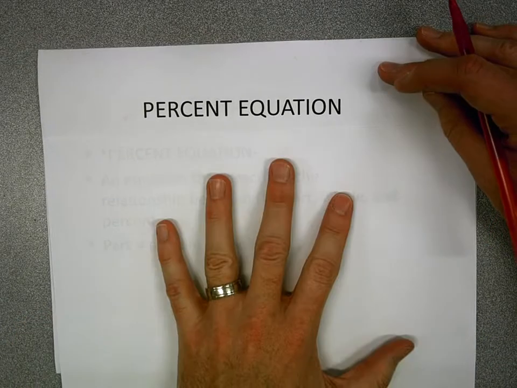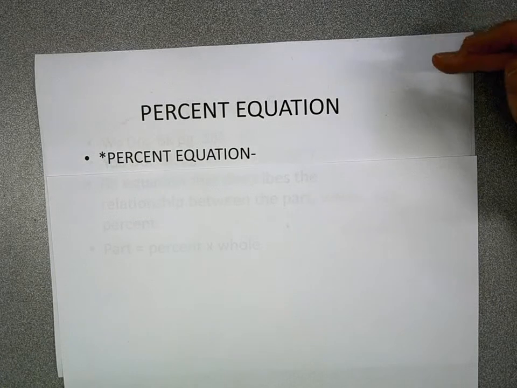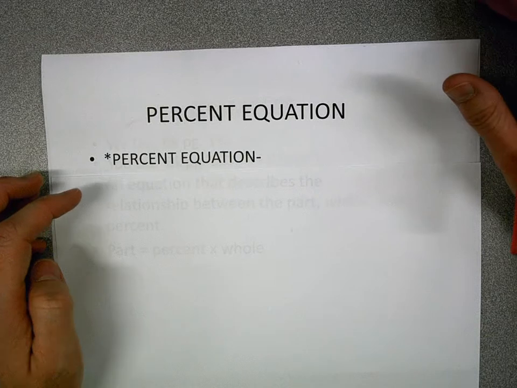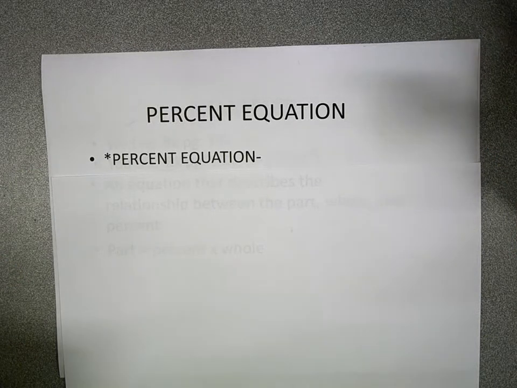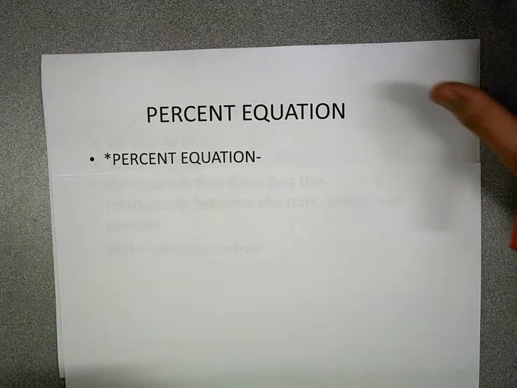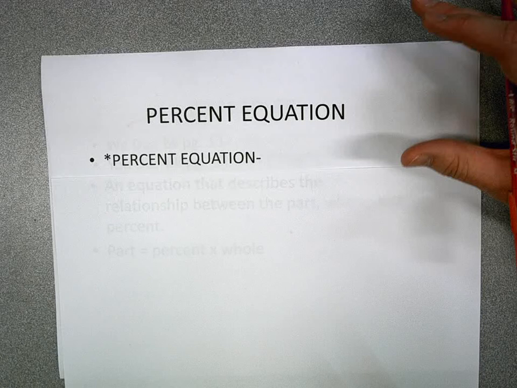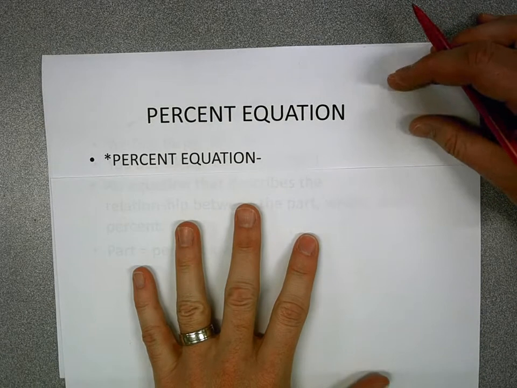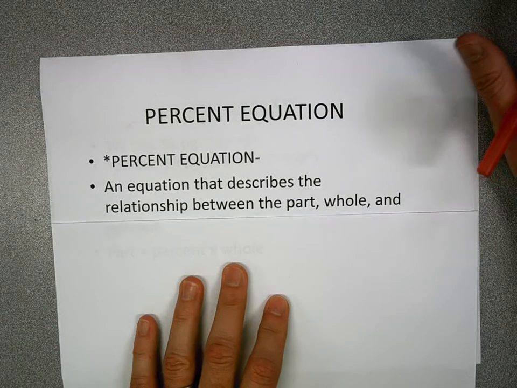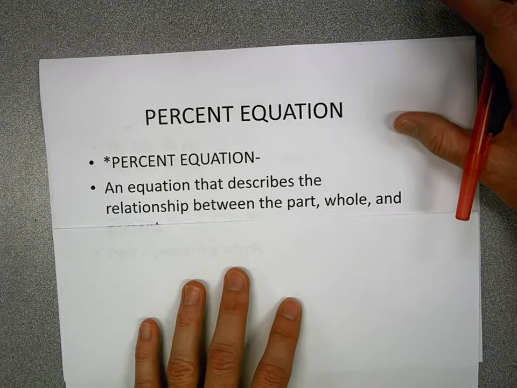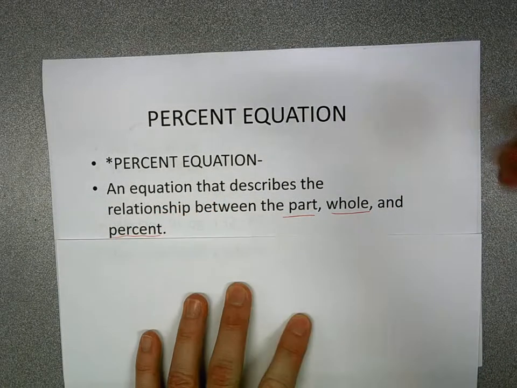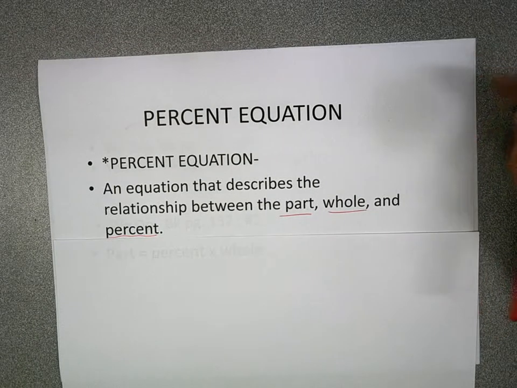So the percent equation. There's a little asterisk here. That means that for some reason, I have no idea why, the book didn't put this as a vocab word. It's in the book, obviously, it's our homework, but I don't know why they didn't. Here's what I want you to realize. The percent equation is an equation that describes the relationship between the part, whole, and percent. Remember, there are our three parts of a percent problem we talked about already: part, whole, and percent.